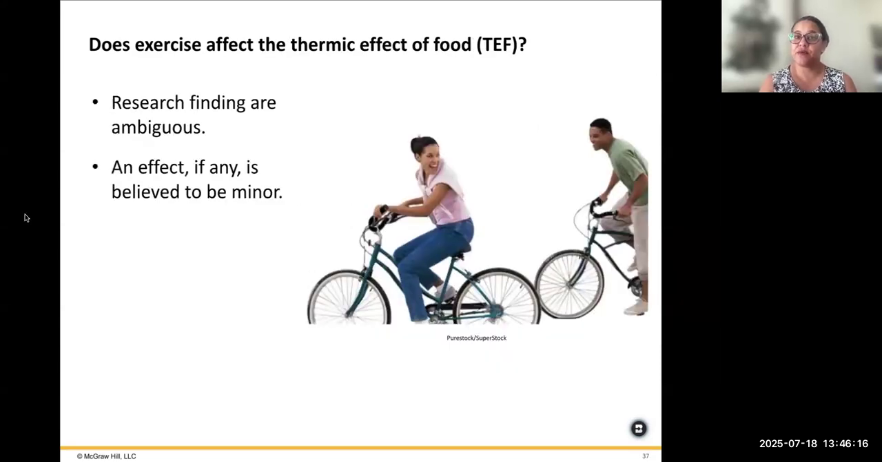Does exercise affect the thermic effect of food? Research findings are actually ambiguous on this. There haven't been enough studies, and the studies that they have done have been pretty limited. So any effect is believed to be minor at this point.